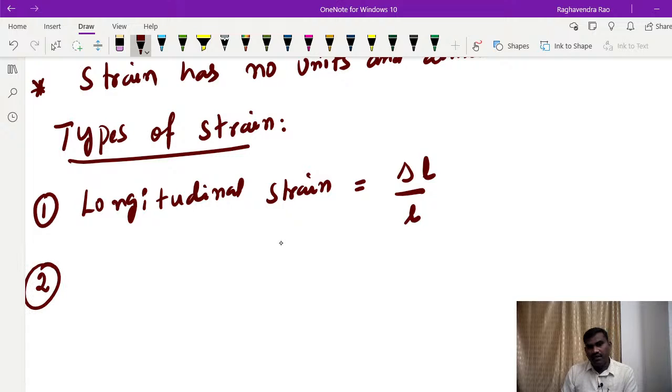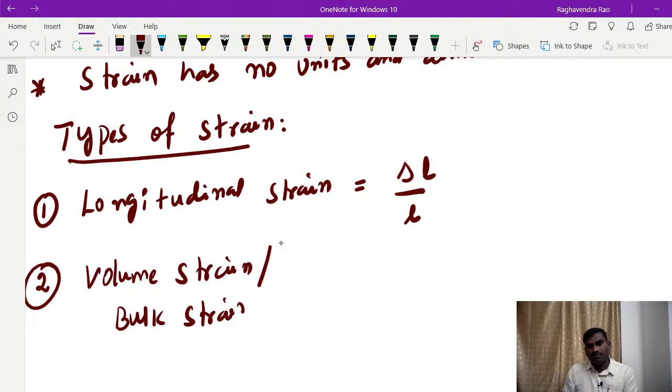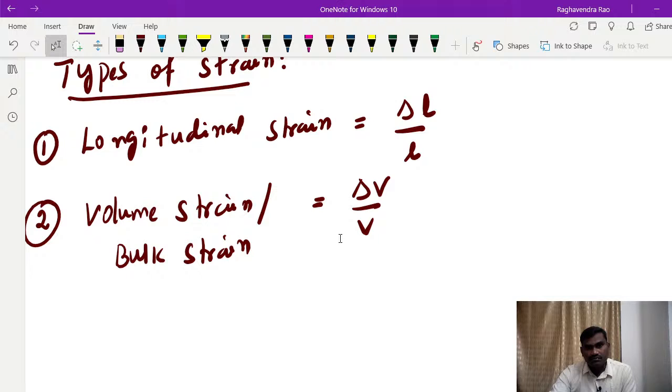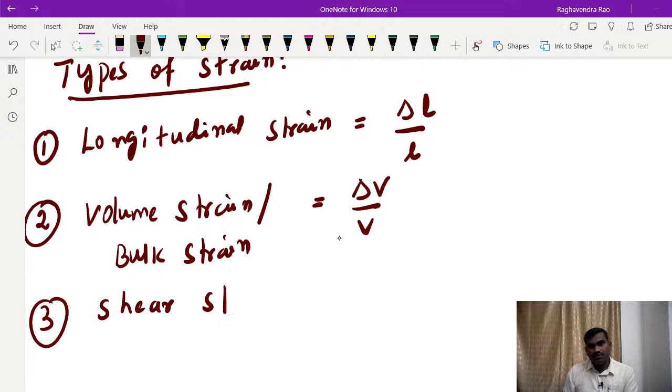Next, the second one, volume strain or bulk strain. This is equal to change in volume by original volume. And the third one, shear strain.